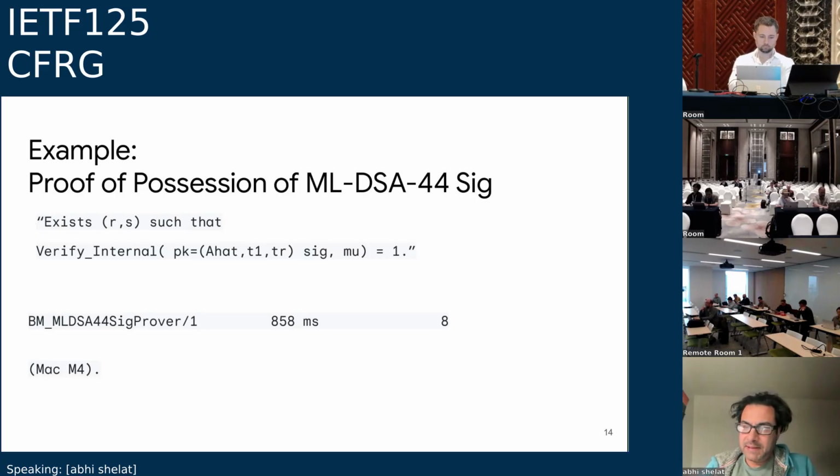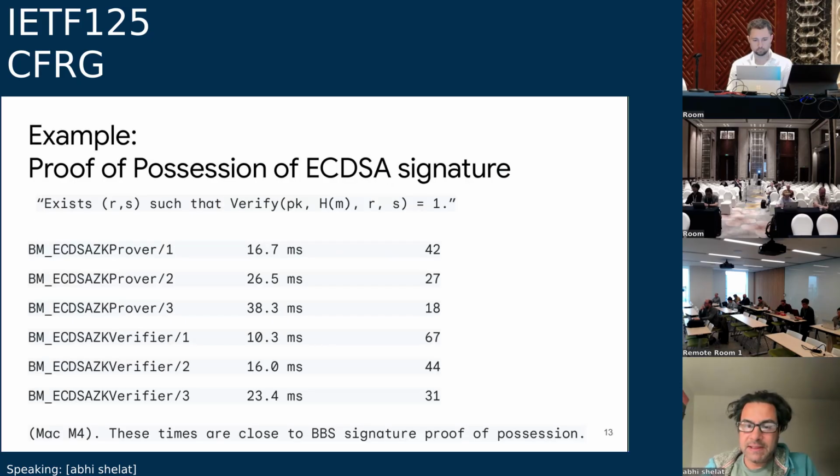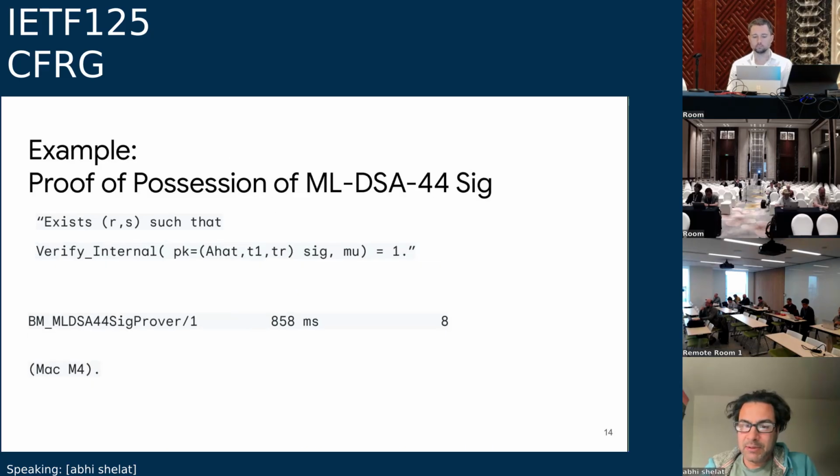And this is, I believe, the first zero knowledge proof of possession for a post-quantum lattice signature scheme. And we can do it in about 850 milliseconds on an Apple device. We're hoping to reduce that even further. Now, as you can see, it's substantially slower than an ECDSA signature, which is about 16 milliseconds. So it's still about, I don't know, 40 to 50 times slower. But again, MLDSA itself is quite a bit slower and larger than ECDSA.